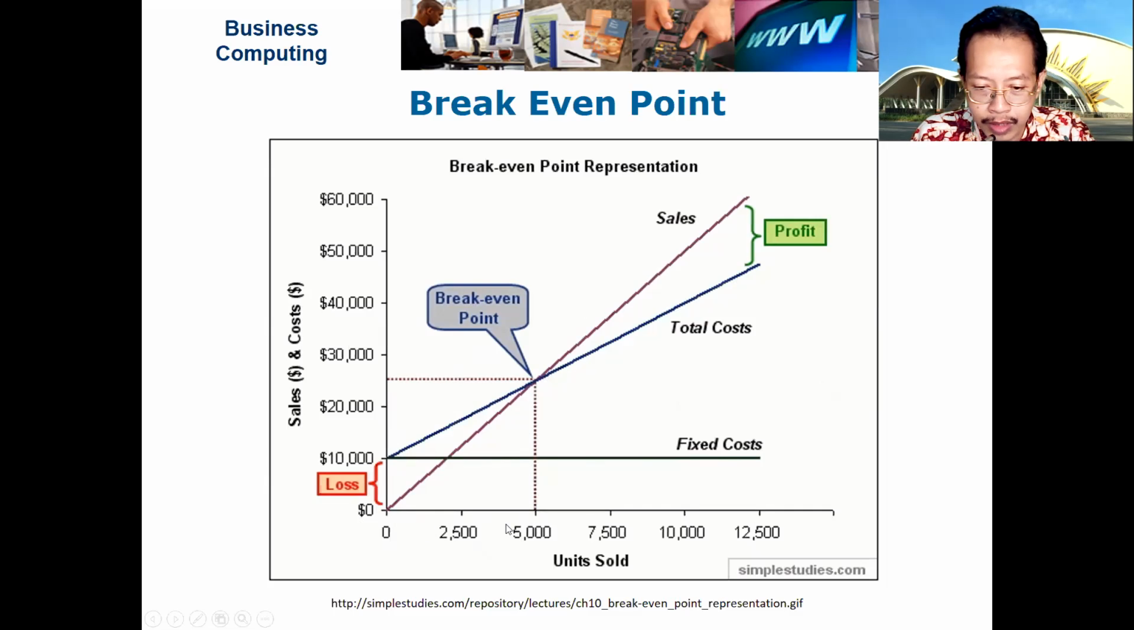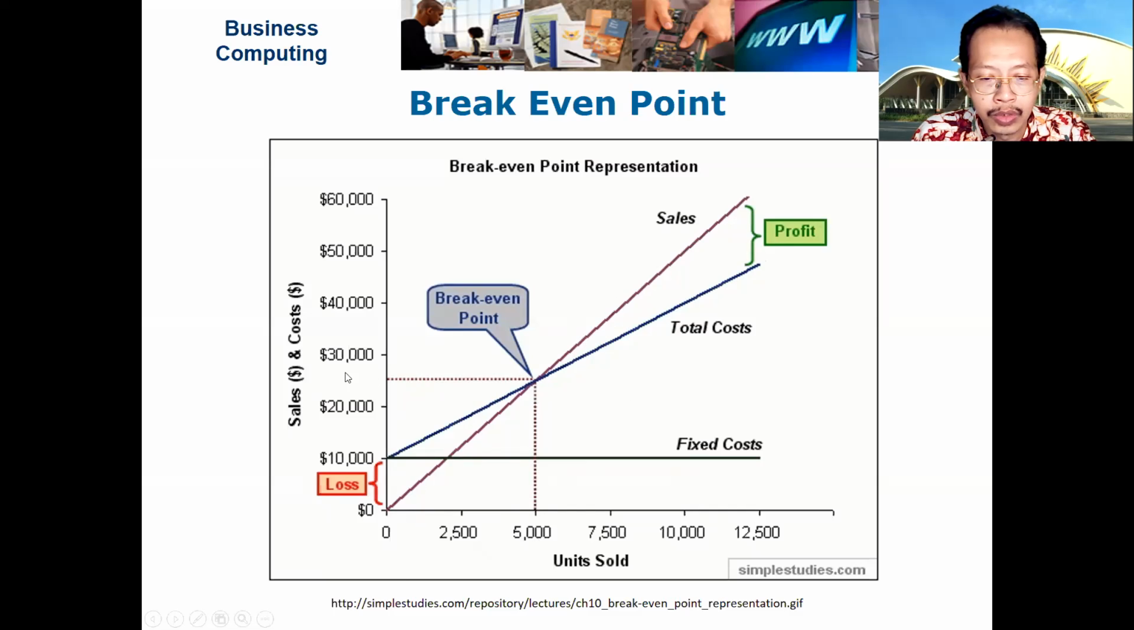So before you sell 5,000 units, you're still losing money. You're still in this area. After the 5,000 units, you start getting a profit here. Now, if you take it, project it to the left, to the y-axis, you get the dollar or the rupiah amount of sales that you need.